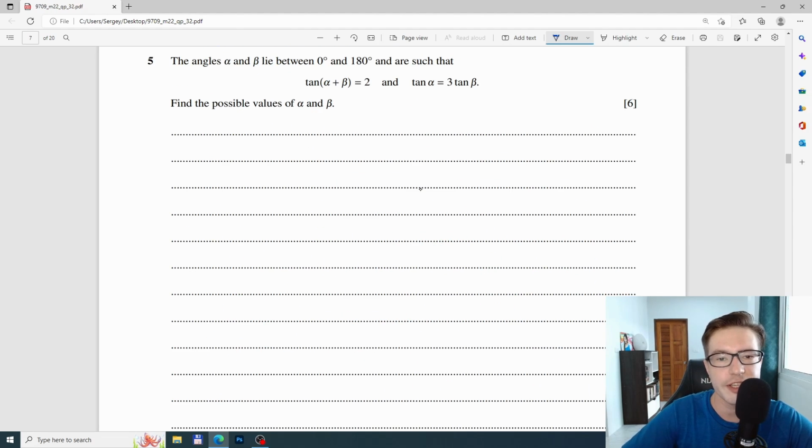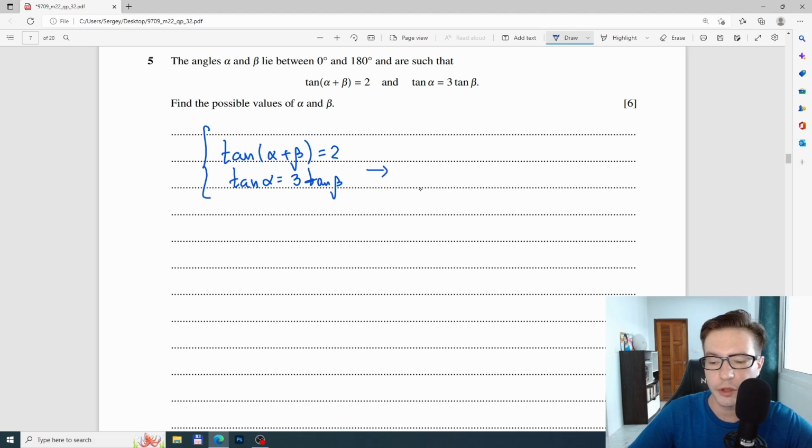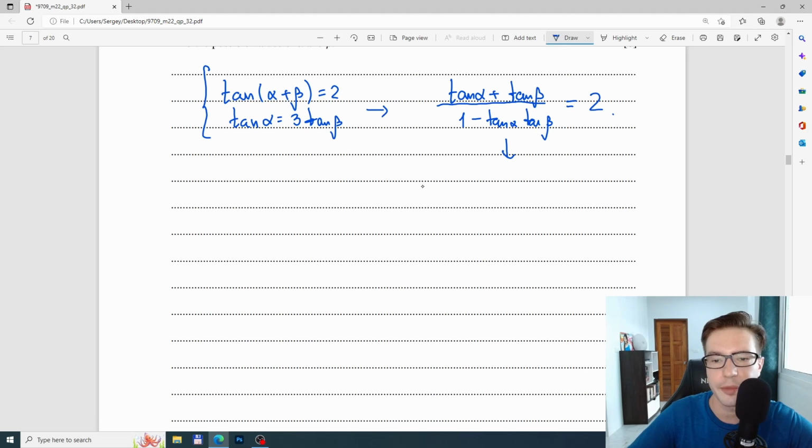Next question, it's basically simultaneous equations. Tangent alpha plus beta equals 2, and tangent alpha equals 3 tangent beta. Now, first of all, I'm going to expand tangent alpha plus beta using the compound angle formula, and I will get tangent alpha plus tangent beta over 1 minus tan alpha tan beta, and that equals 2. Next, I'm going to multiply both sides by 1 minus tan alpha tan beta to get rid of fractions.